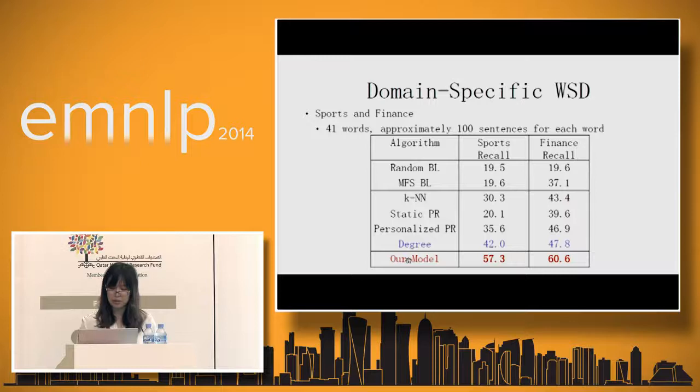So we can see that their model achieved state-of-the-art performance. And here, this one is a random guess. This one is to choose the most frequent sense. And the KNN is a supervised model. You can see that their model outperforms the supervised model, which supports the finding that on cross-domain tasks, knowledge-based models usually outperform supervised models. The personalized PageRank and degree employ WordNet to use the semantic relations between words to construct a graph and explore the structure of the graph. While their model just uses unlabeled data and a knowledge base.